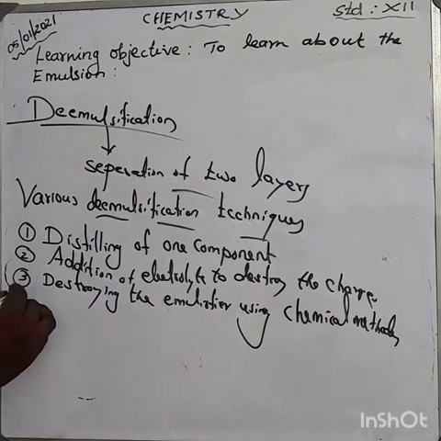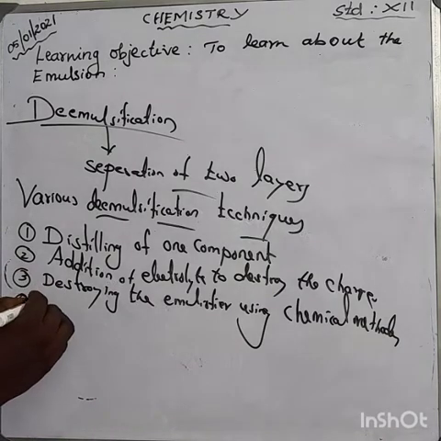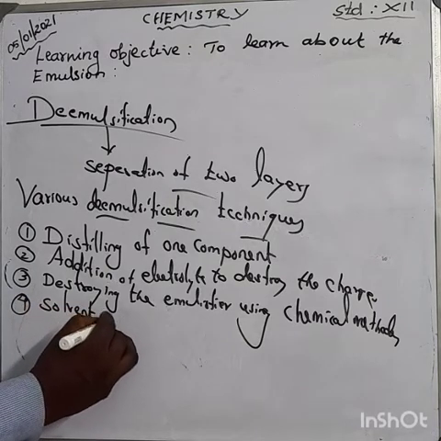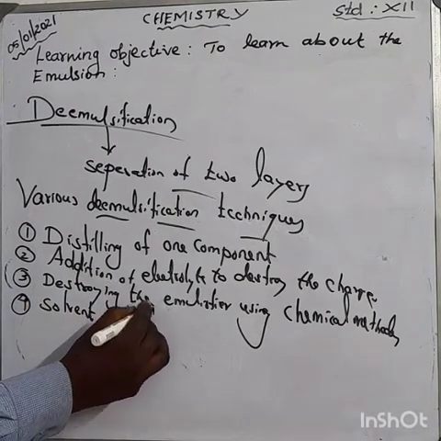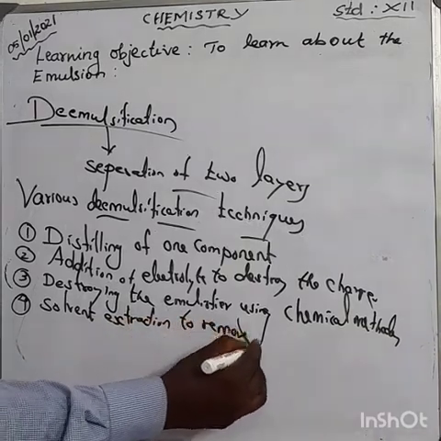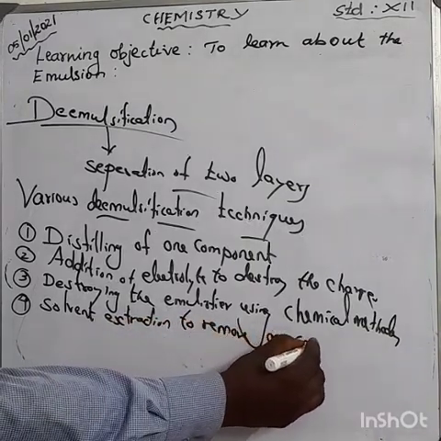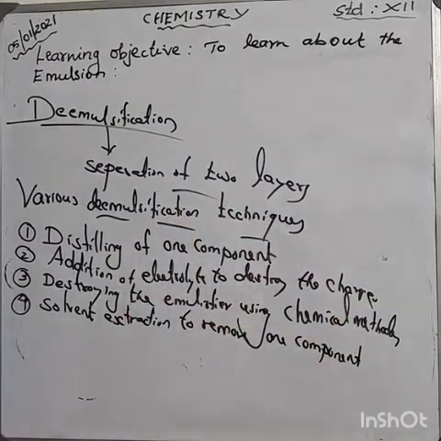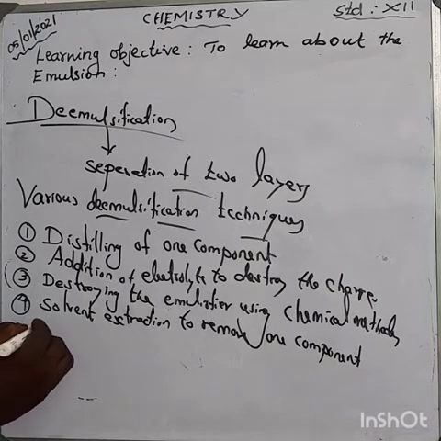The fourth point is using solvent extraction to remove one component. Already I told you about solvent extraction. The solvent extraction removes one component. The next point is freezing one component.